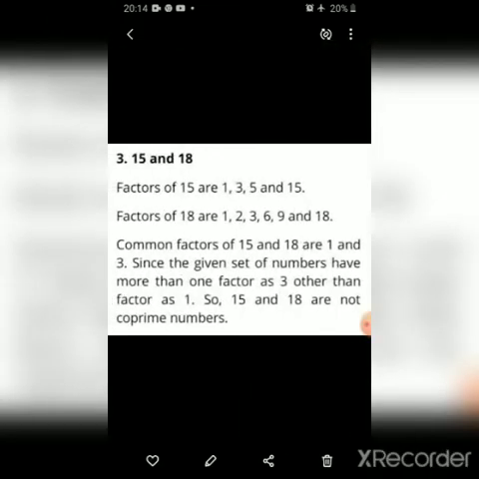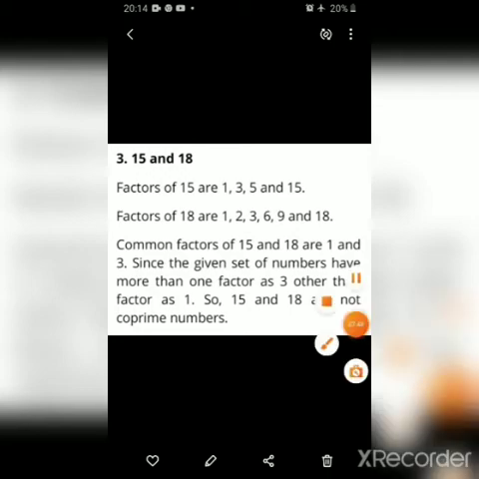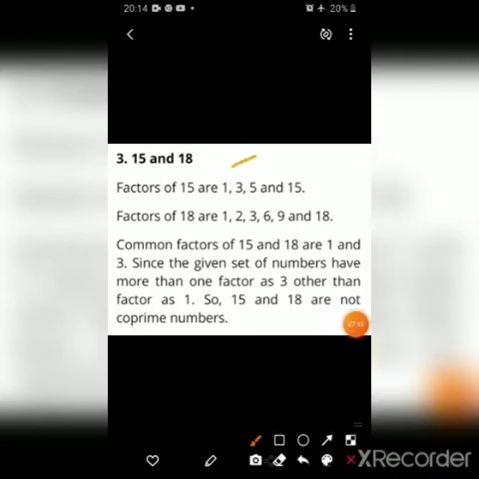Next one, 15 and 18. Factors of 15: 1, 3, 5 and 15. Factors of 18: 1, 2, 3, 6, 9 and 18. What is common here? Common factors of 15 and 18 are 1 and 3. So 15 and 18 are not co-prime numbers. Here how many common factors are there? 2. It is not co-prime.